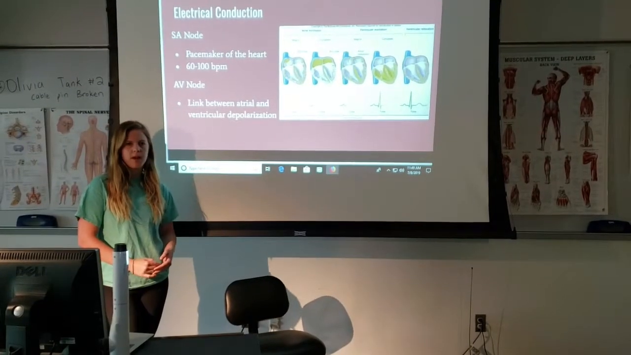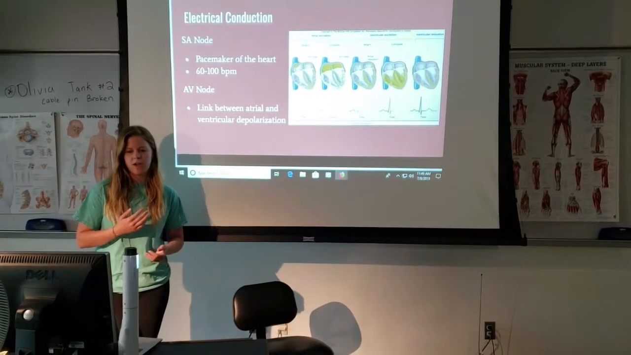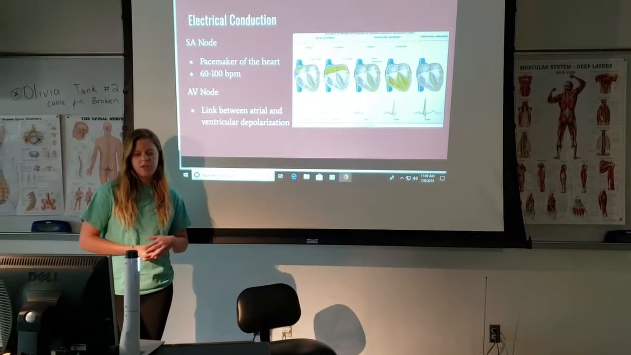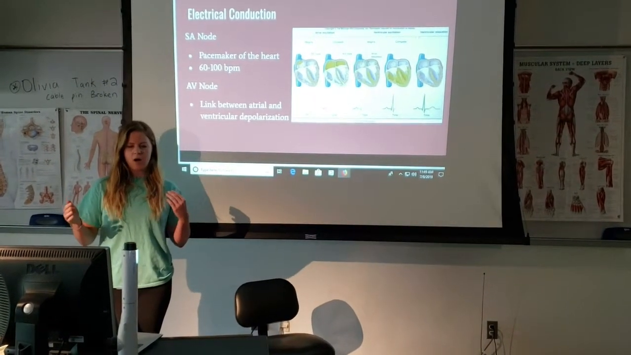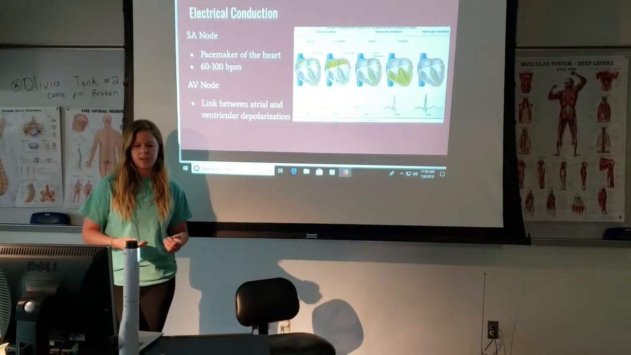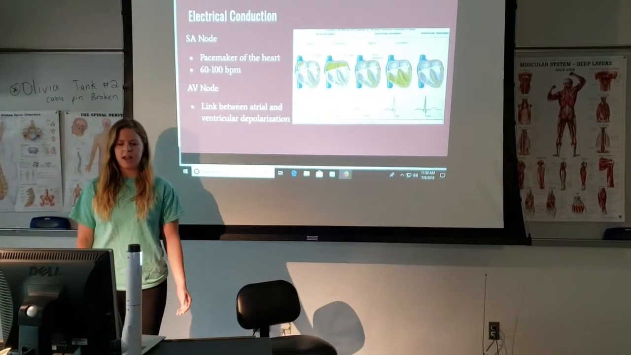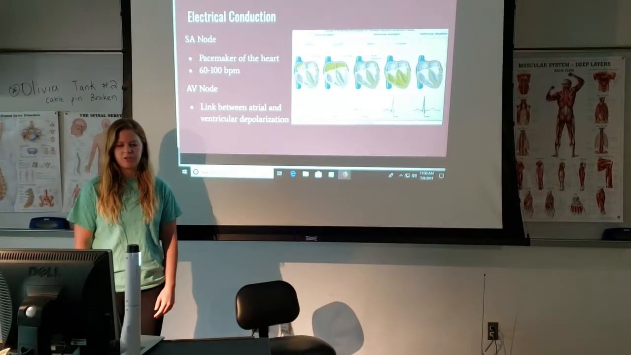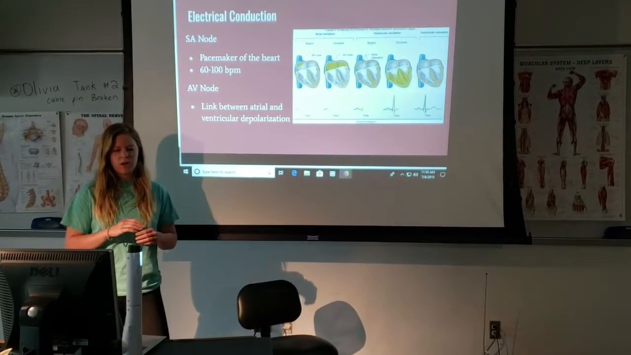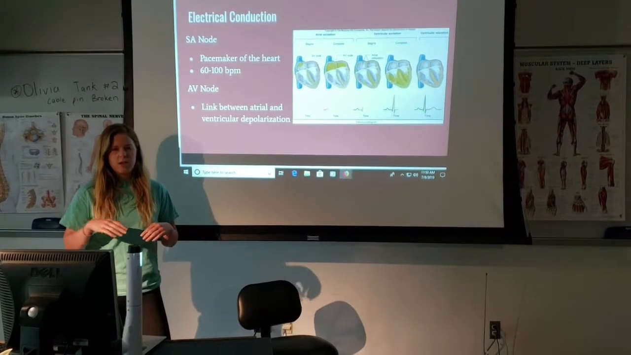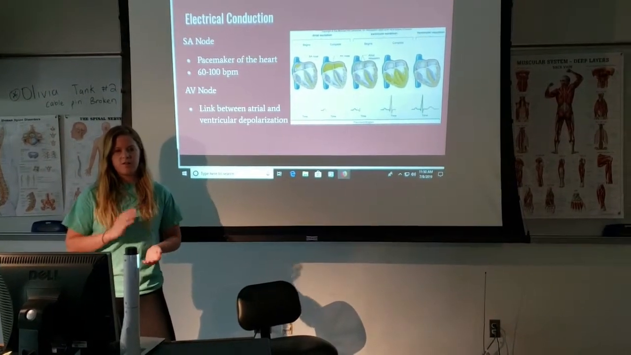The next thing we're going to talk about is electrical conduction. The two main parts of electrical conduction involve the SA node and the AV node. The SA node is considered the pacemaker of the heart. It determines our regular heartbeat when we're resting, between 60 and 100 beats per minute. The AV node is the link between the atrial and the ventricular depolarization. Initial excitation occurs in the SA node and then travels throughout both atria. After that, it goes to the AV node, which will cause the ventricles to contract.